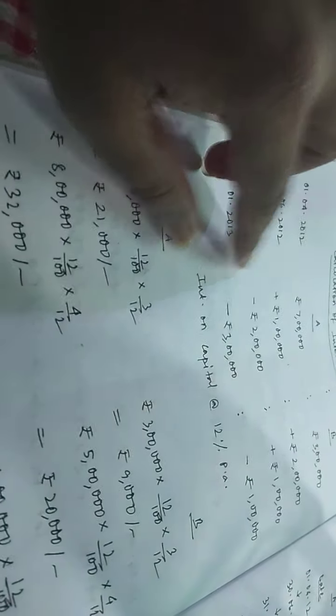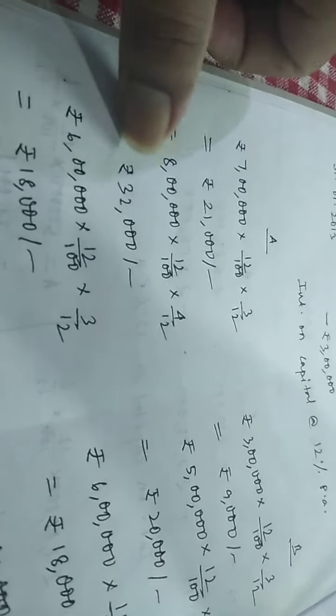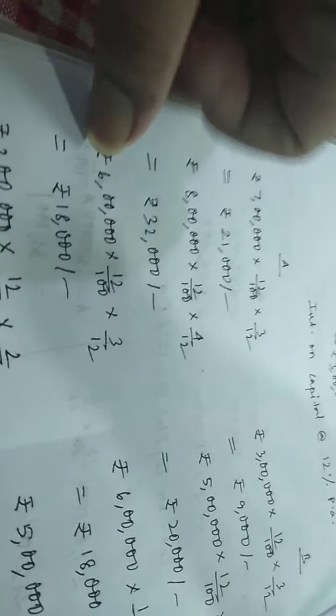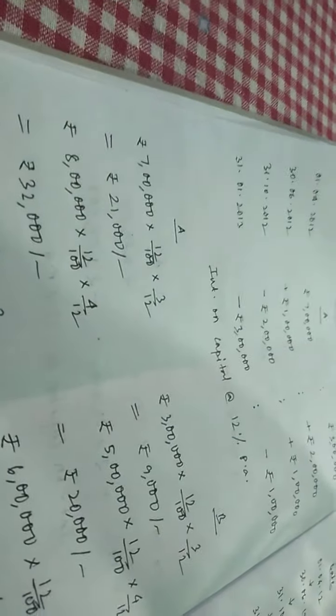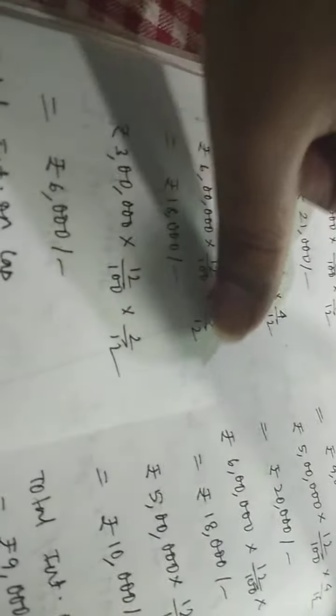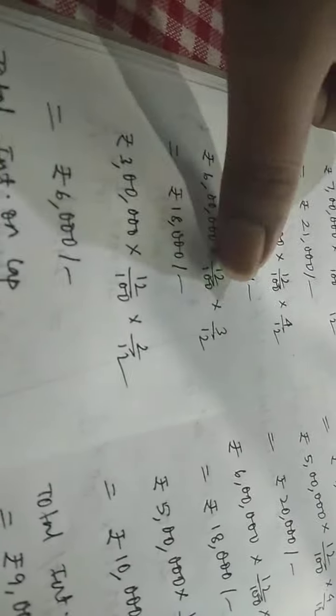Thereafter, his capital is subtracted with rupees 2 lakh. He withdraws 2 lakh out of there. So from 8 lakh it becomes 6 lakh. Again 12% and 3 months, as from 31st of October it will be November, December, and full of January. So again it will be 3 months. So 6 lakh into 12% into 3 months will give us 18,000.